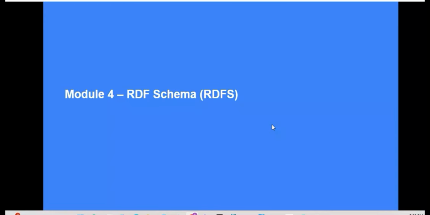RDFS range specifies the expected object class for a property. So what is this subject class? What is property? What is object class? That we are going to learn next. I am just giving you the introduction.